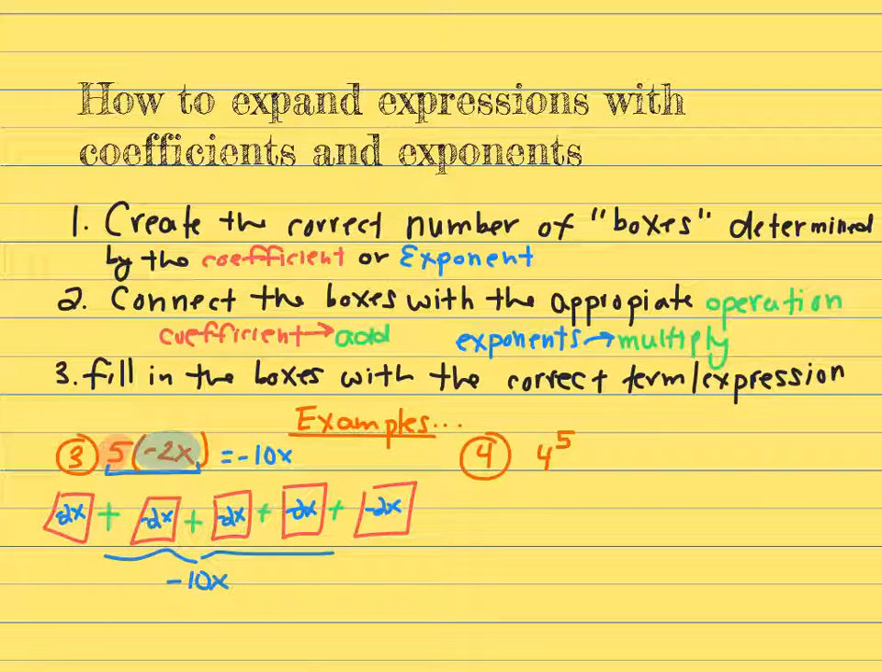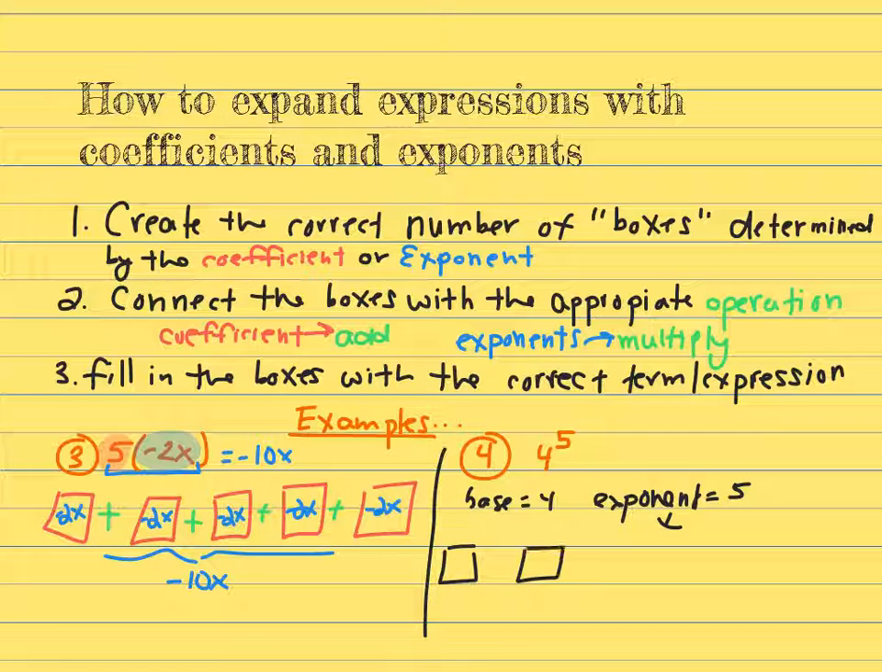The last example over here, again, we can see that there's an exponent. So our base is 4. The exponent is 5. So since the exponent is 5, that means we make 5 boxes. After we have 5 boxes, step number 2 would tell us to connect them with the appropriate operation. And since we're using exponents, exponent means repeated multiplication. So I'm putting a multiplication sign in between all of the boxes. And then step number 3 is fill in the boxes with the correct term or expression. In this case, our base is 4, so we're going to fill all those boxes with the number 4.